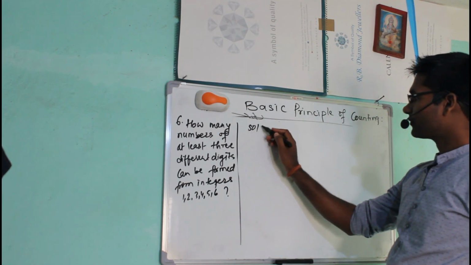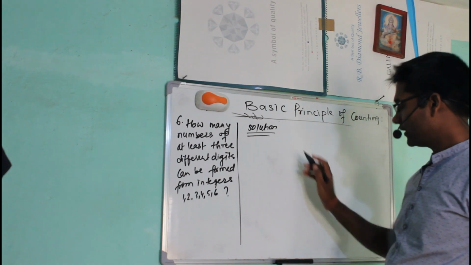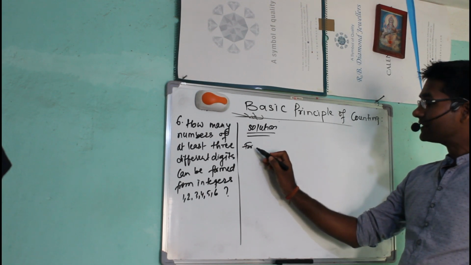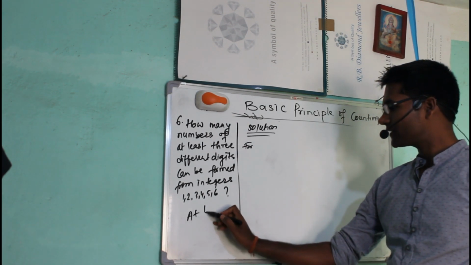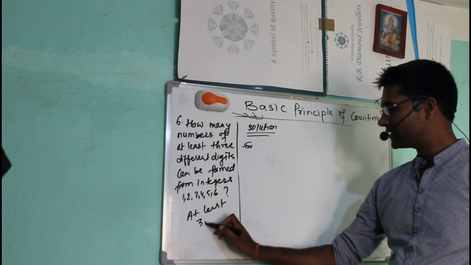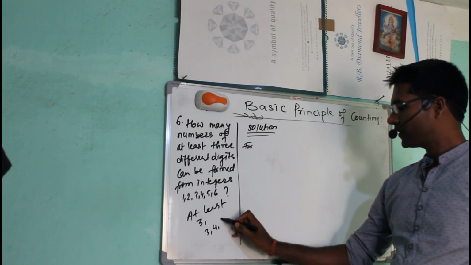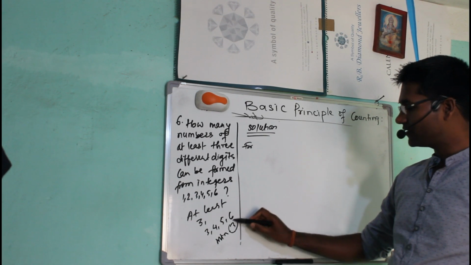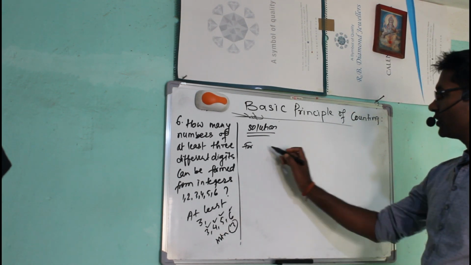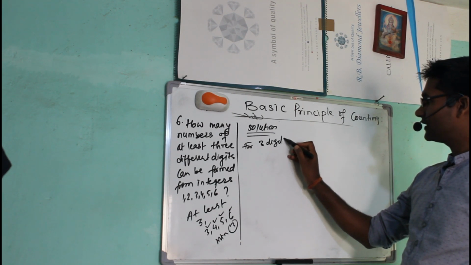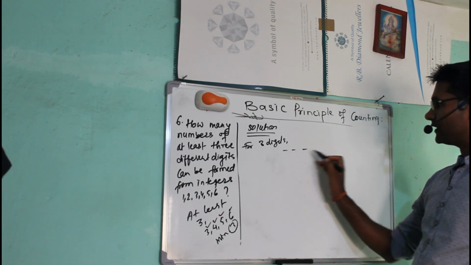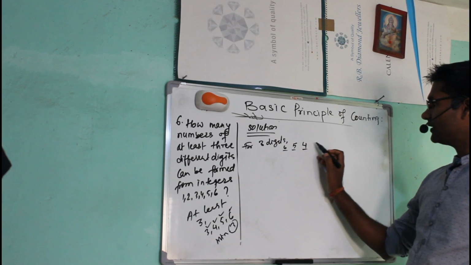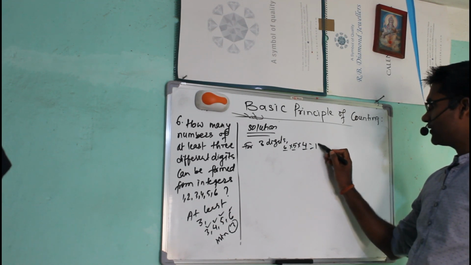Let me solve here and show you. At least 3 means minimum 3, so 3, maybe 4, 5, 6 also. So the possibilities are 3 digits, 4, 5, or 6 digits. For 3 digits, for the first there are 6 choices, for the second 5 choices, for the third 4 choices. So we can write here 120 as the answer.